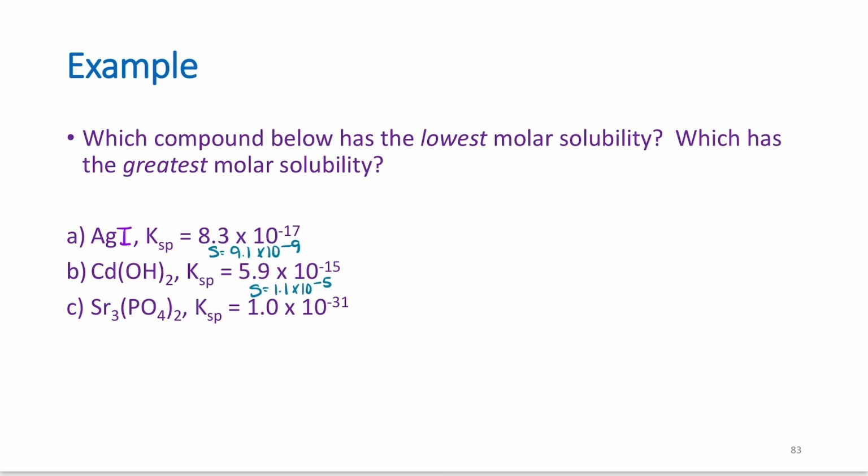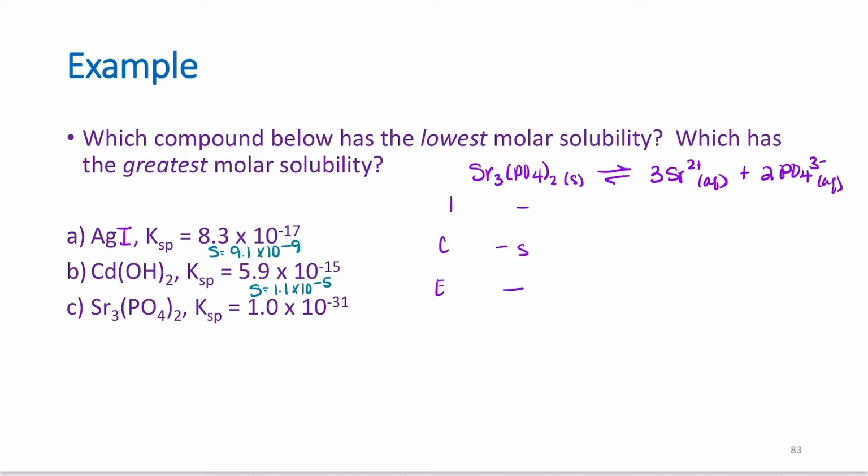And the last example, or the last system, Sr3(PO4)2. So strontium phosphate in equilibrium with 3 moles of Sr2 plus and 2 moles of PO4 3 minus. Set up your ICE chart. There's no common ions here, so don't have to worry about that. Plus 3S, plus 2S, 3S and 2S.